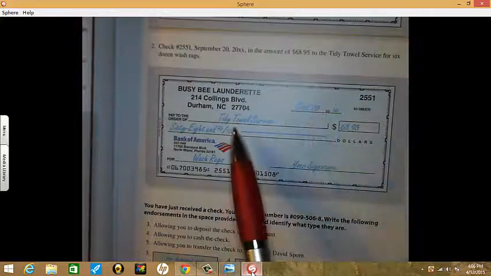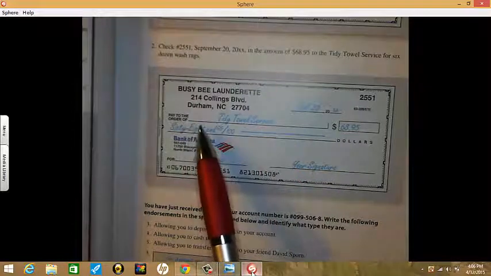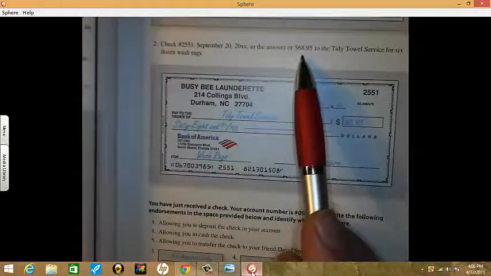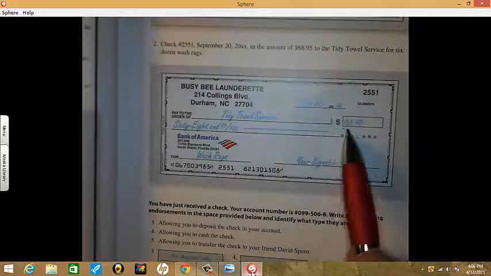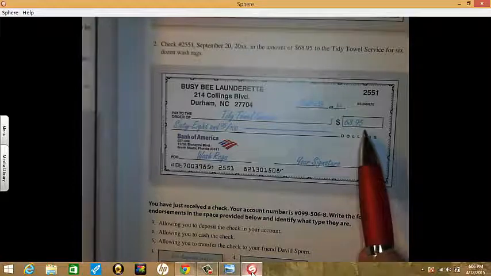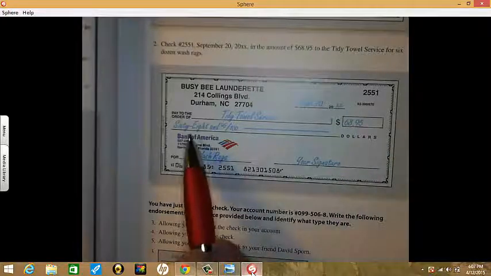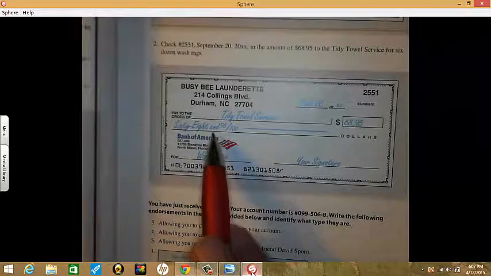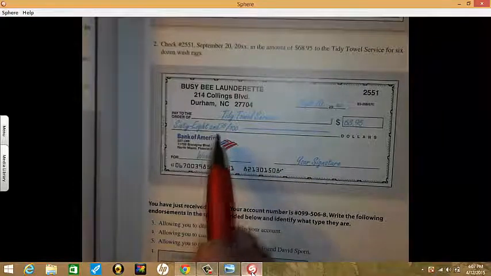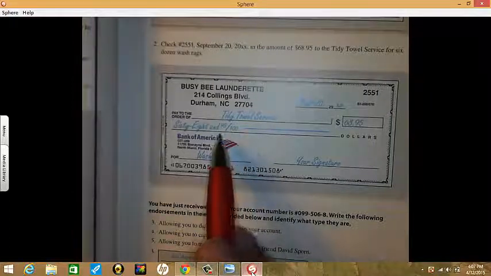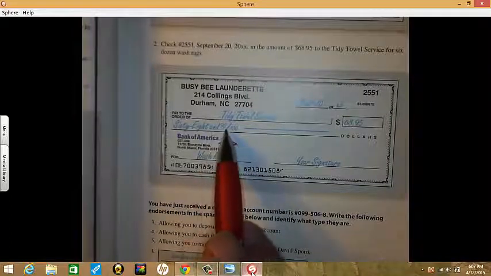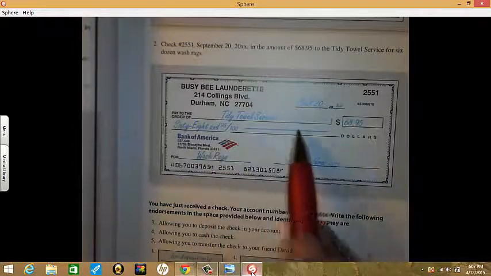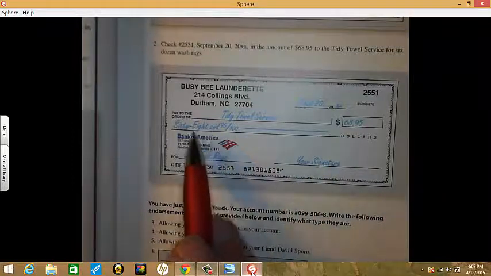Who it's to, the Tidy Towel Service, goes on pay to the order of, and then the amount, $68.95. You put it in numbers here, and then the check for that is that you put it in words. So 68 and 95/100. I've seen this a couple of ways. You could do it this way, where you put the 68 and the 95/100 right close, or you draw the line and you have the numbers right next to the dollars, so they have no way to fill in any additional thing.